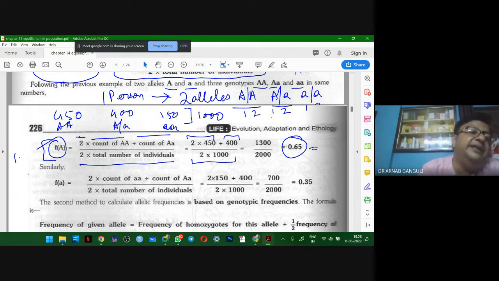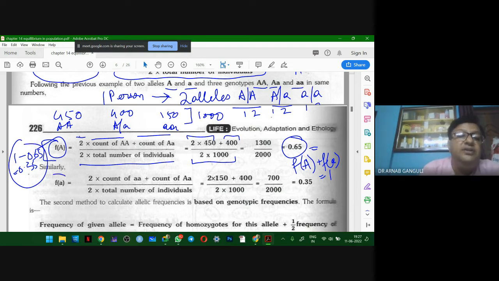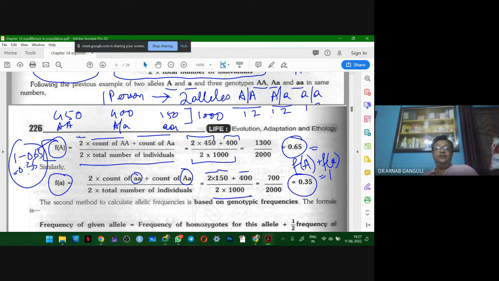If you do 1 minus 0.65, you get 0.35, because the sum total of capital A and small a together will be 1. Frequency of A plus frequency of small a is always equal to 1. You can also calculate it as 2 into the count of small a small a plus the count of A small a. So 2 into 150 plus 400 divided by 2000, you will come to the same value. So this is how you calculate the allelic frequency.